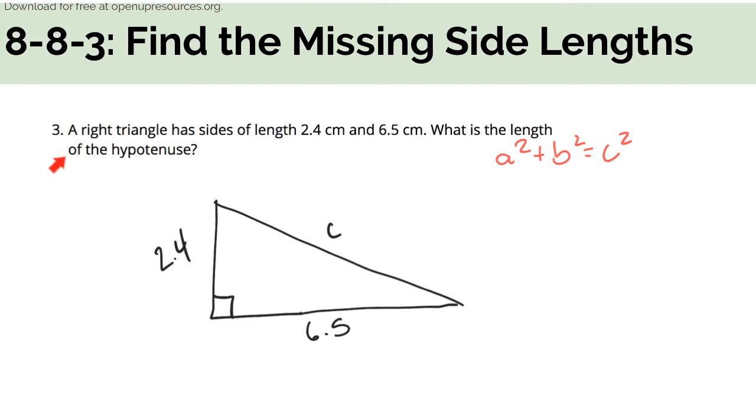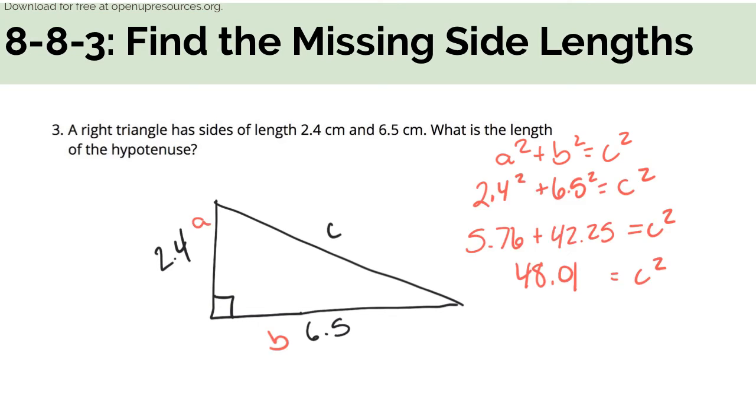When you're doing a problem like number 3, make sure that you draw a picture to go with it and label everything. It's going to make things so much easier. Start by writing the Pythagorean theorem and go ahead and figure it out.